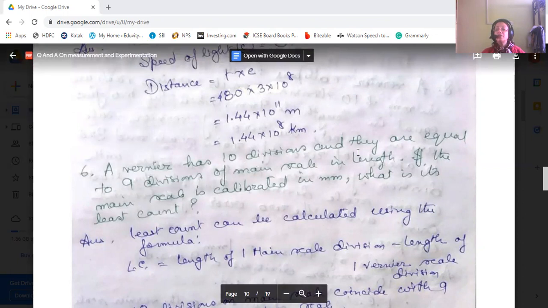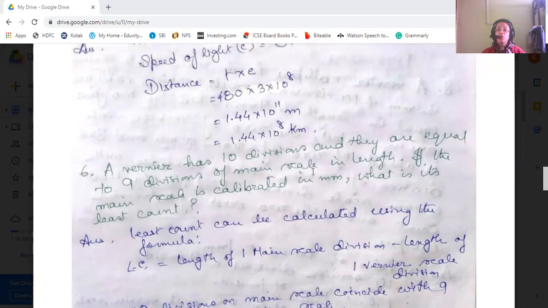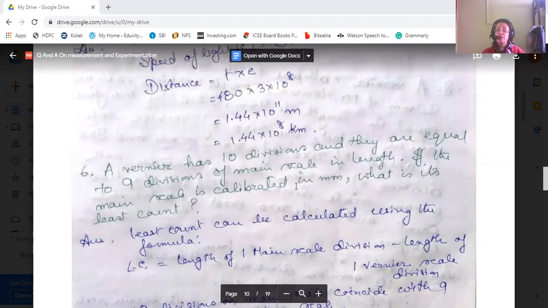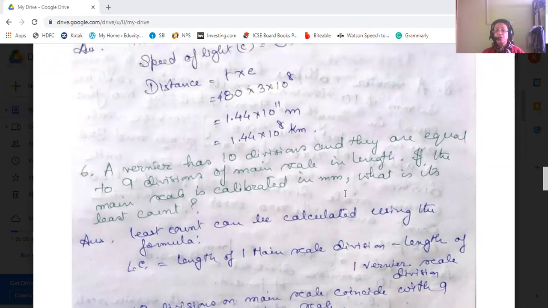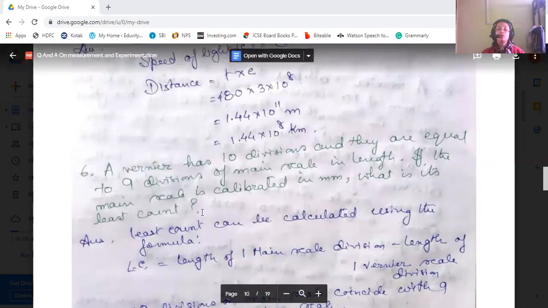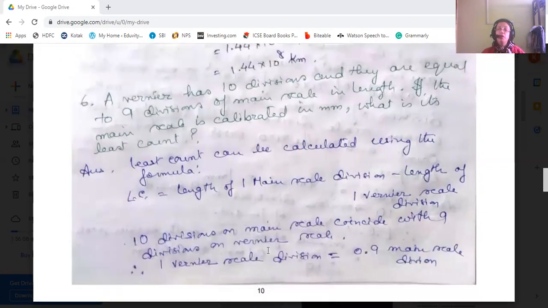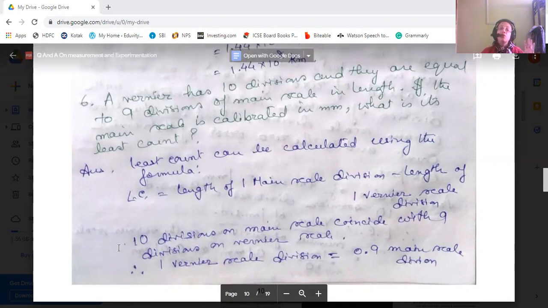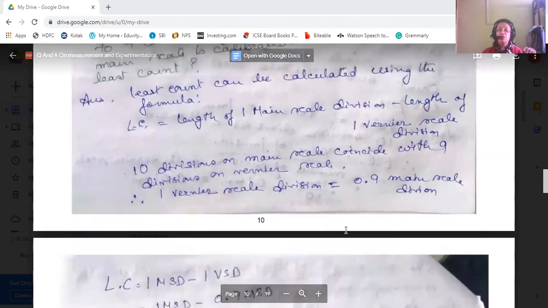Then a vernier has 10 divisions and they are equal to 9 divisions of the main scale in length. If the main scale is calibrated in millimeters, what is its least count? The least count can be calculated by using the formula that least count is equal to length of 1 main scale division minus length of 1 vernier scale division. As we know, the 10 divisions of the vernier scale coincide with 9 divisions of the main scale. Therefore, one vernier scale division is equal to 0.9 main scale division.